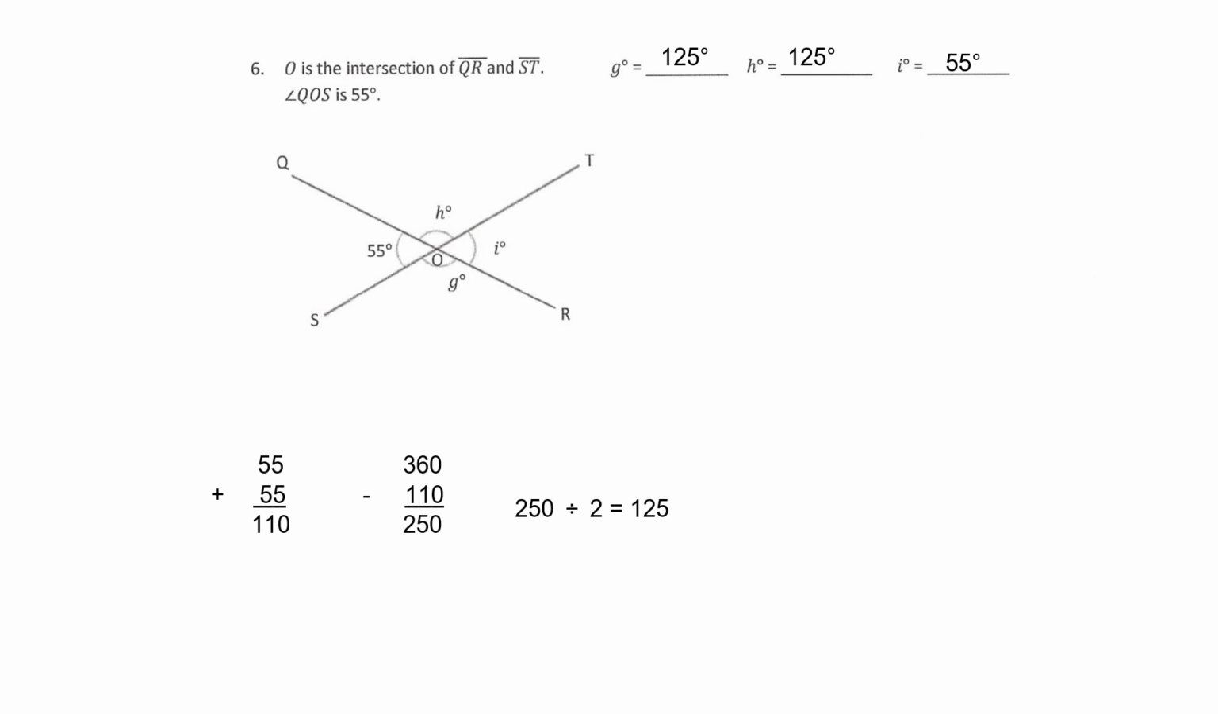Does that make sense? And 250 divided by 2 is 125. So H and G are 125, because 125 plus 125 plus 55 plus 55 is 360. So we know that this 55 degrees is equivalent to I, and H and G are equivalent. So that's why we divided it.